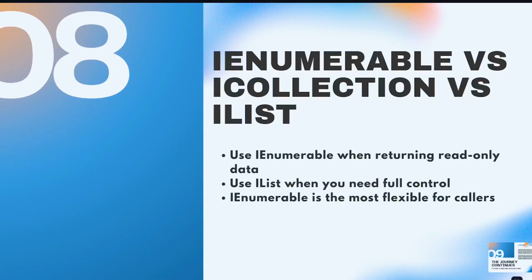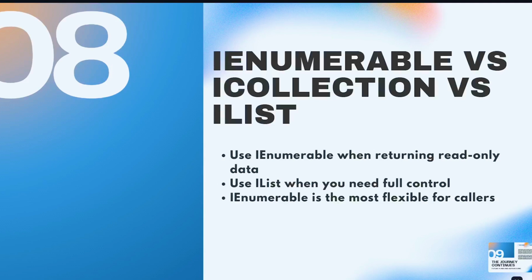IEnumerable is like a read-only conveyor belt. Items come to you one by one. You can look, but you cannot add or remove. ICollection adds count, add, remove, contains on top of looping. ICollection is like a bag. You can count what's in it, put things in, take things out. But with IEnumerable you cannot add or remove anything, you can only look.